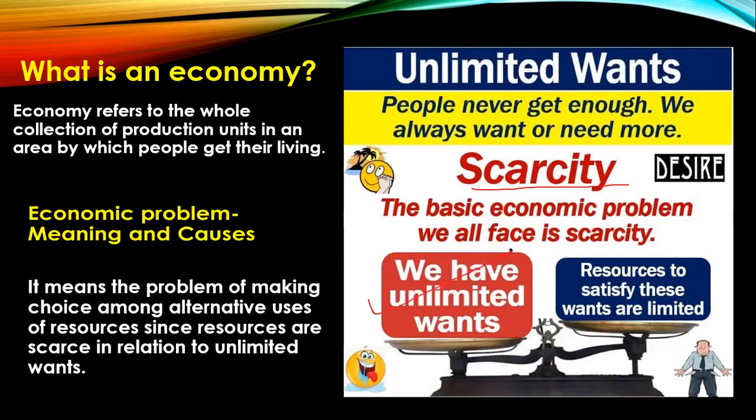People have unlimited wants, that you cannot fulfill every desire, every need of every person. Also, things have alternative uses, which means one resource can be put to different uses.